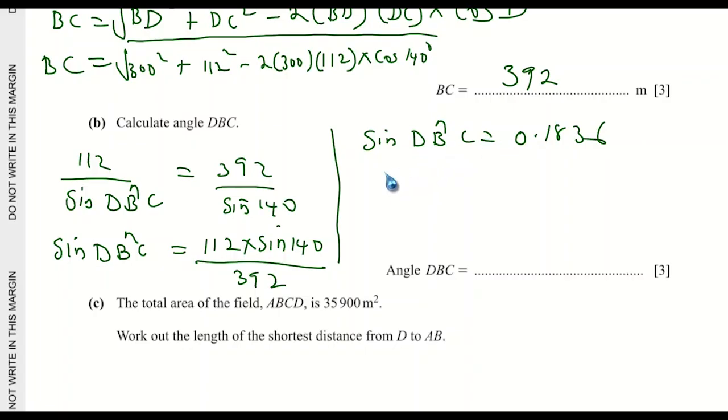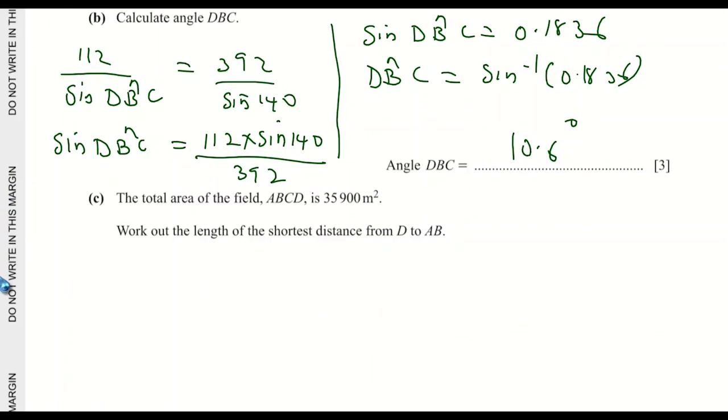Then if you take sine inverse of both sides, then angle DBC equals sine inverse of 0.1836. So the angle is 10.6 degrees. Okay, so part C, the total area of the field ABC is 35,900 square meters.